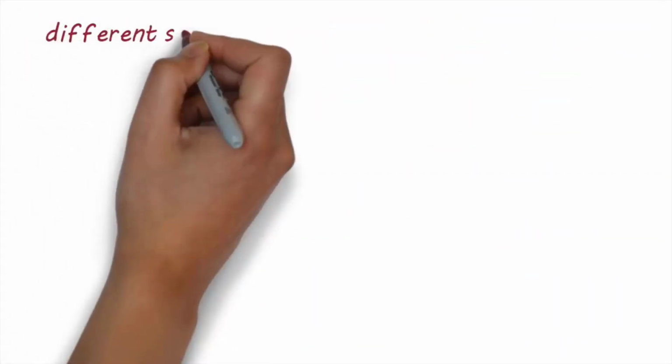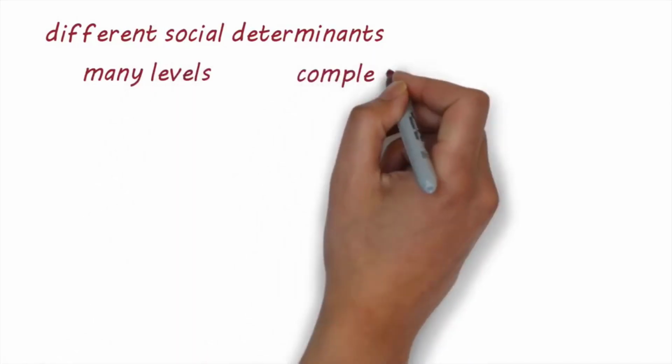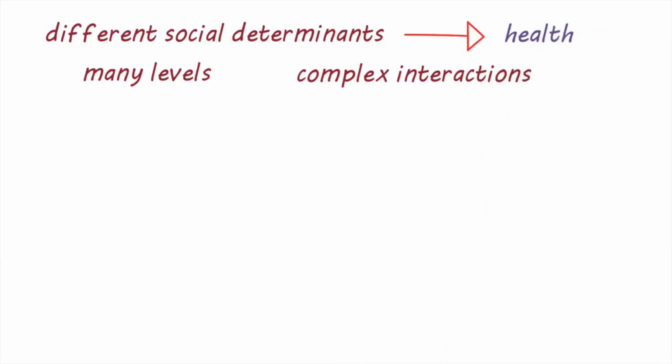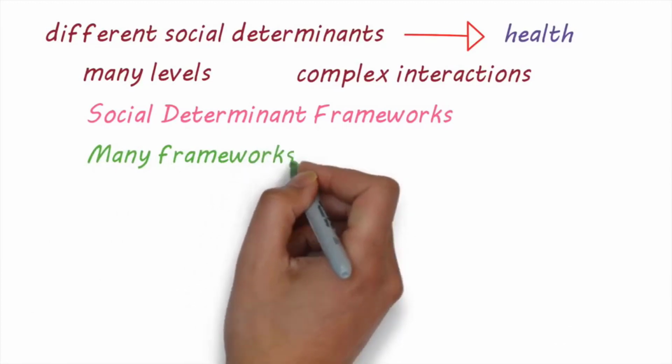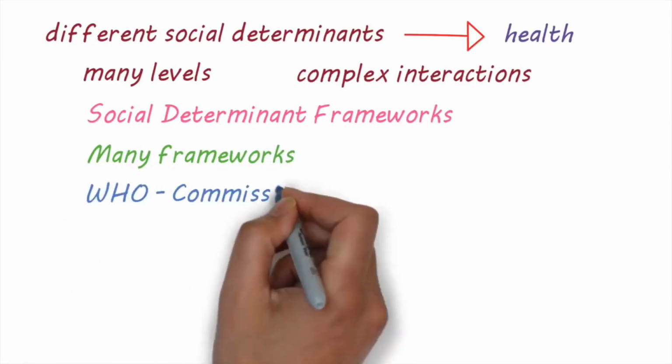Now, there are many different social determinants of health, working across many levels and with complex interactions between them. So, to understand and explain how these determinants influence and interact with each other to affect health and well-being, several models or frameworks have been proposed. There are many different frameworks that do this, but let's have a look at one useful framework developed by the World Health Organization.